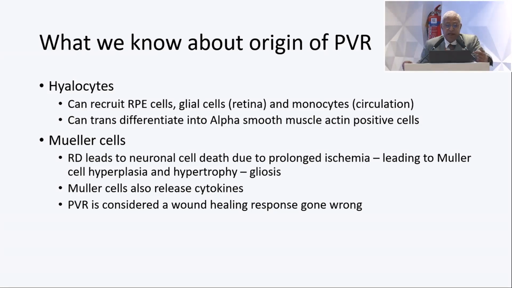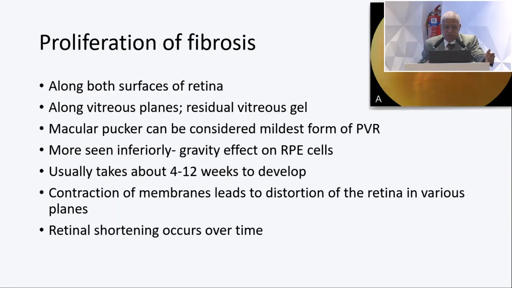Mueller cells can also be insulted by the ischemia that is occurring because of the retinal detachment. And this prolonged ischemia leads to Mueller cell hyperplasia and gliosis. That's what leads to the intraretinal gliosis, which is characteristic of a chronic PVR process. The proliferation of fibrosis, we all know where the fibrosis can occur. It can occur in front, it can be behind, as well as within the retinal tissue itself. I won't go into the details of that. Can I have the next slide, please?